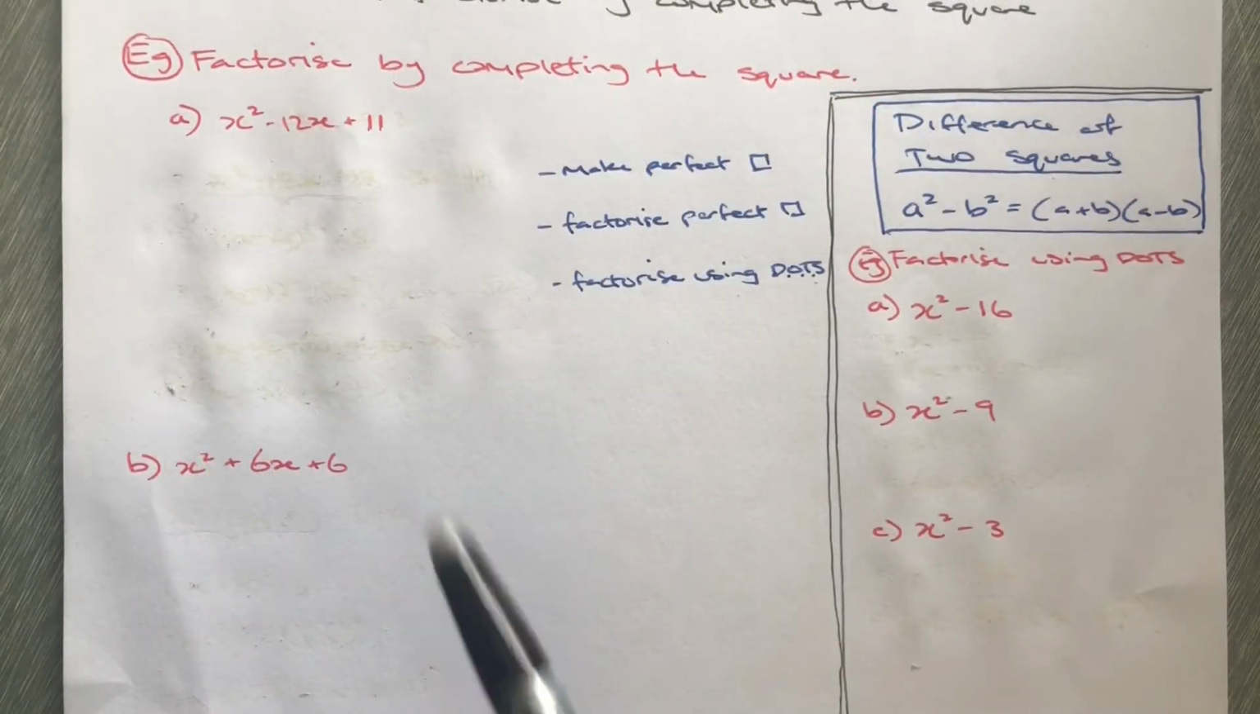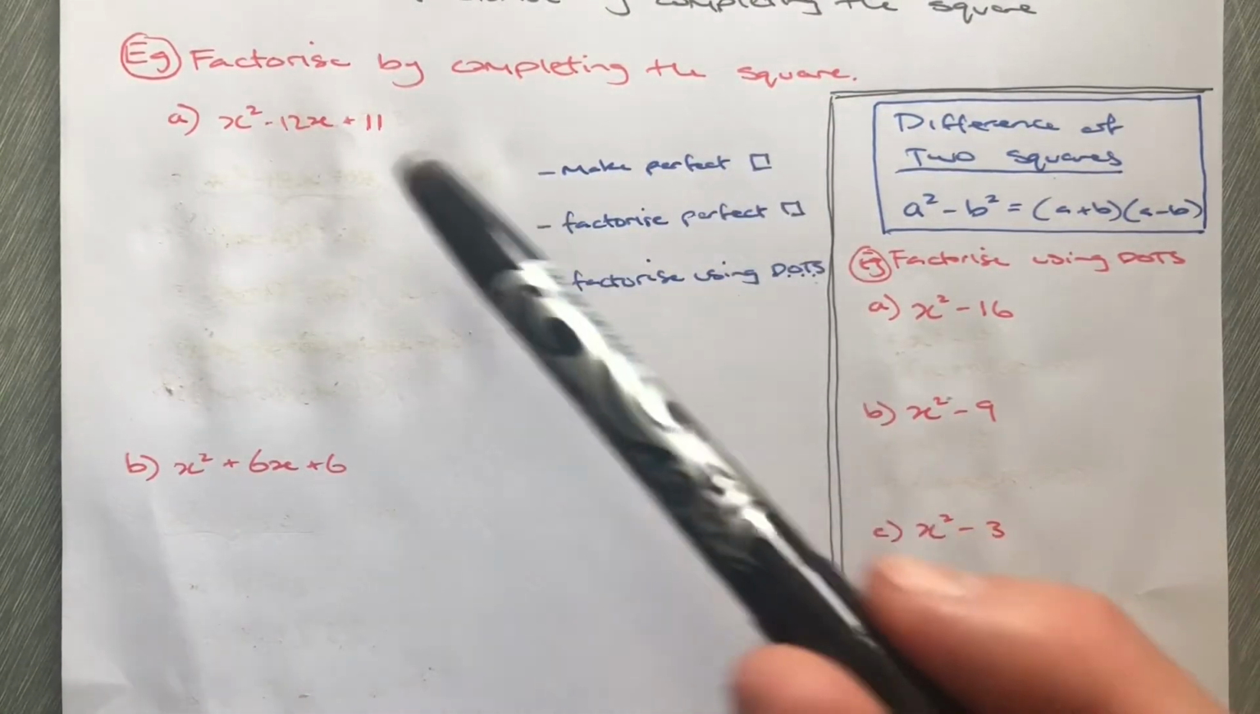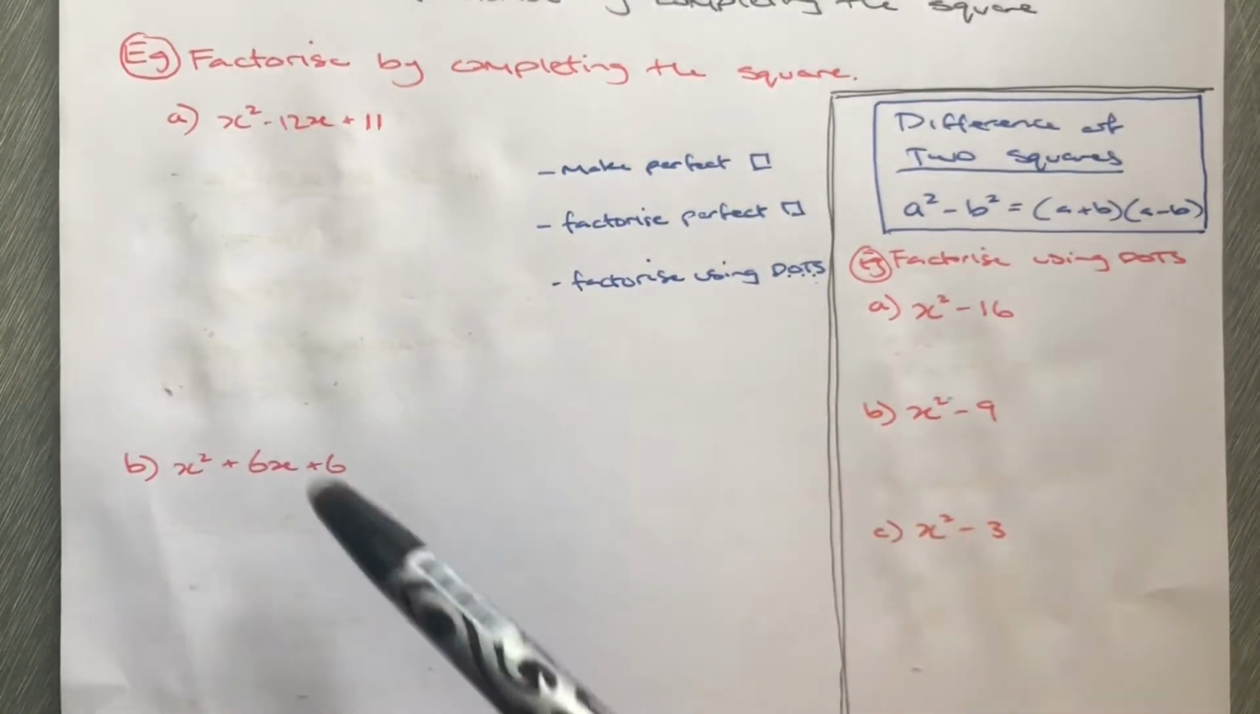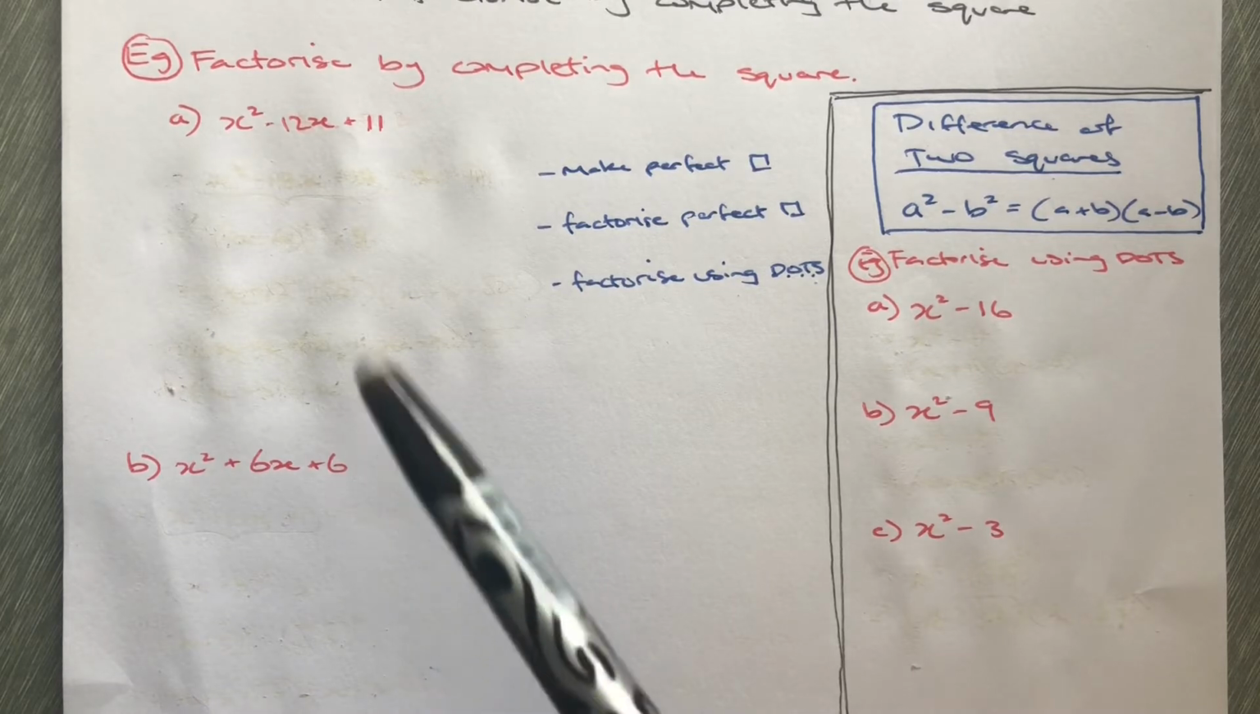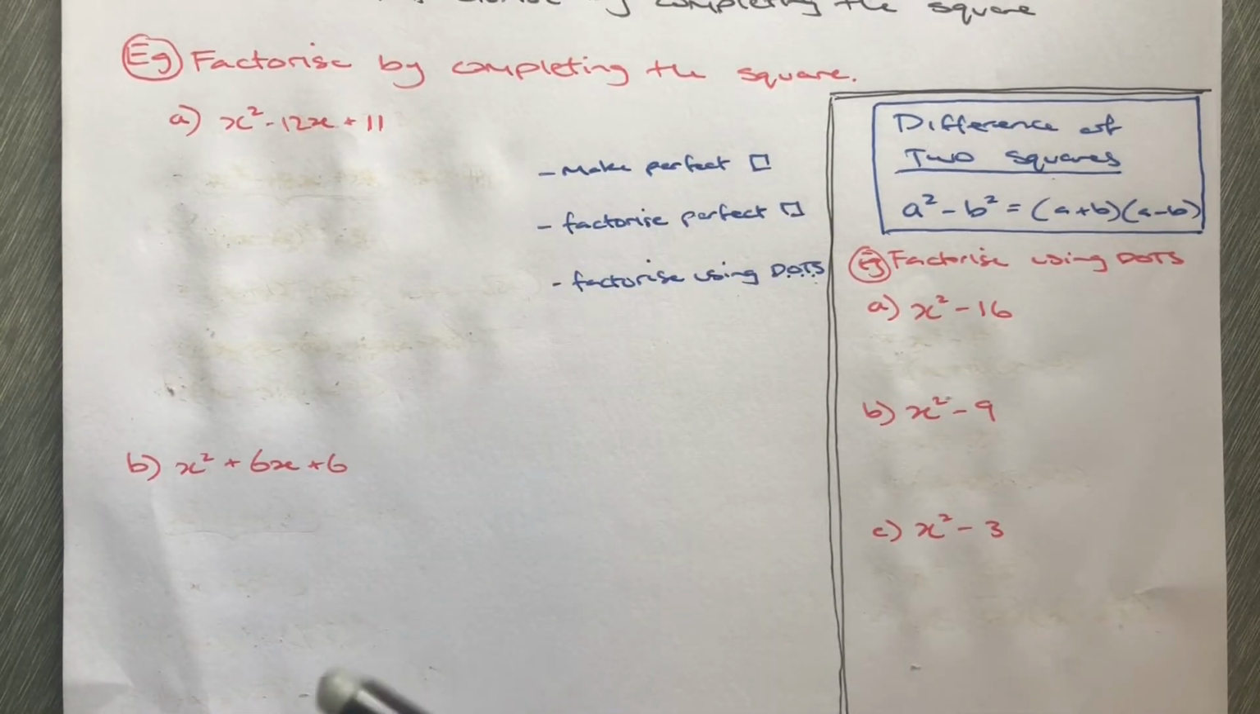So now we're going to move into factorizing by completing the square. Now with these two, you might notice that you can't actually factorize it using the methods we were using the other day. So completing the square is something that we might have to do to factorize that.